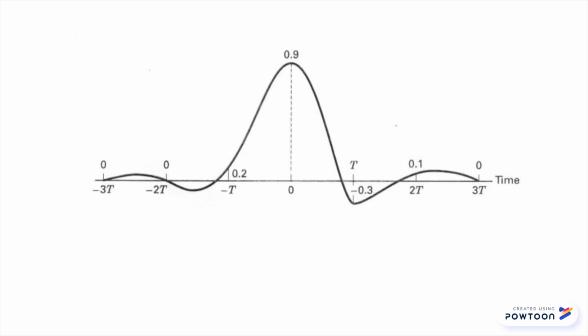Let's take the following example of a zero forcing 3-tap equalizer to truly understand how it works. Let's start with the received distorted set of pulse samples x of k, with values 0, 0.2, 0.9, minus 0.3, and 0.1. Now let's try to find our weights c-1, c0, and c1. Using the equation we discussed before, which is z equal xc, z of 0 must be equal to 1, and z of minus 1 and 1 should be equal to 0.